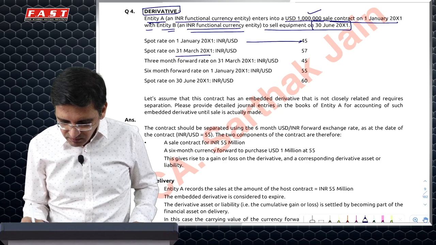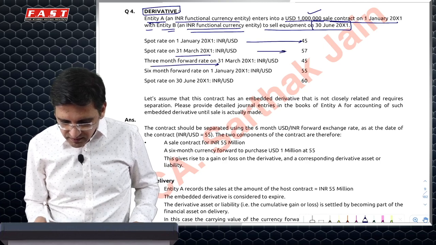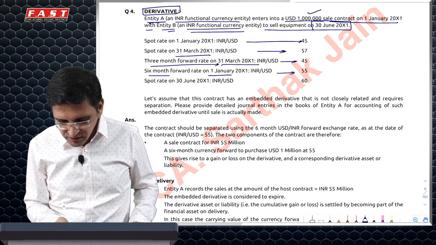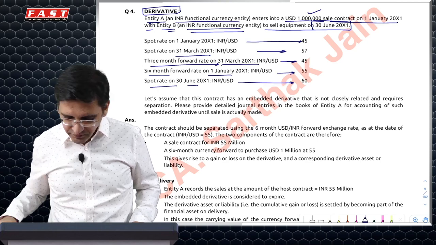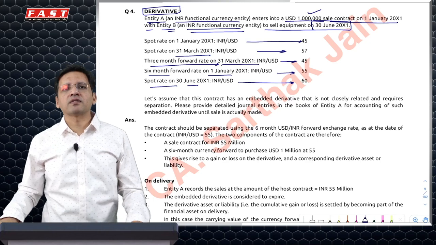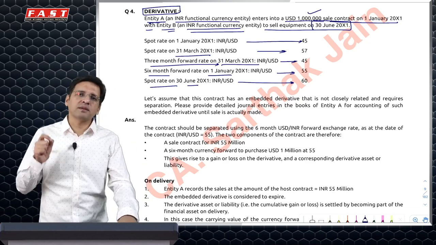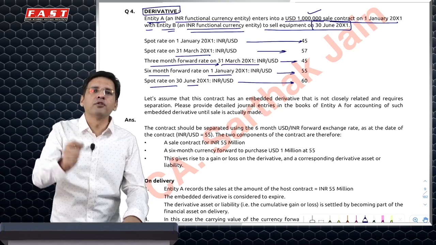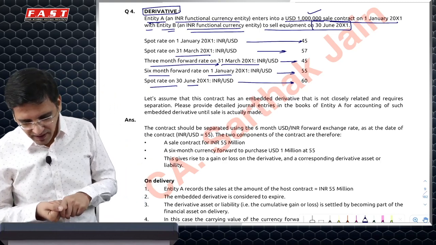Spot rate on 31st March is given. 3 months forward on 31st March is given. 6 months forward on 1st January is given. Spot rate on 30th June is given. The question is very nice and sweet because it has not given you any redundant information. Sometimes to confuse you, they may give you some redundant information as well.